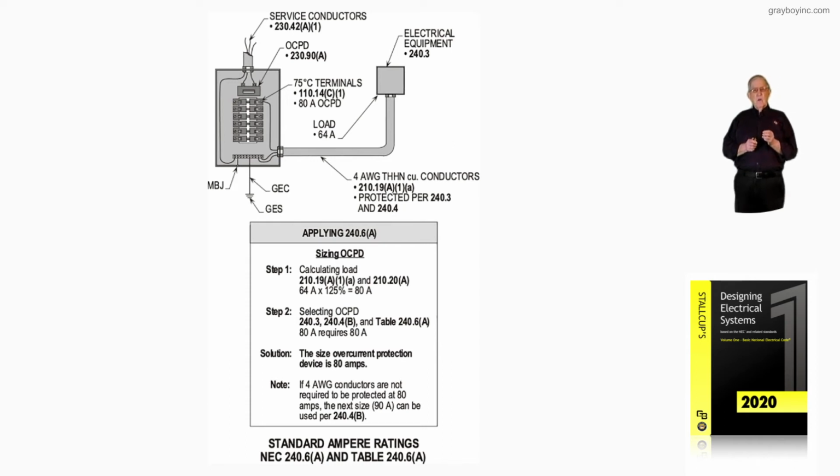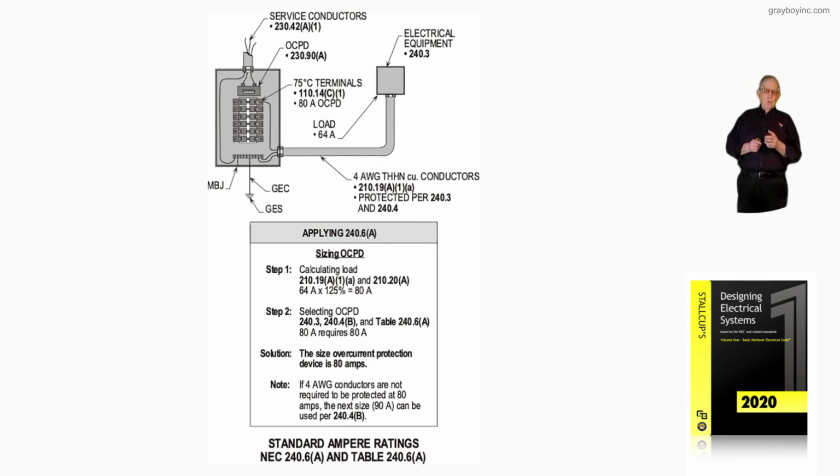Now the size of the overcurrent protection device is 80 amps. Now we have to select a conductor that will supply 80 amps. So going to Table 310.16, a number 4 conductor is good for 85 amps in the 75-degree C column. And notice the 80 amp overcurrent device would protect the number 4 conductor and the equipment.